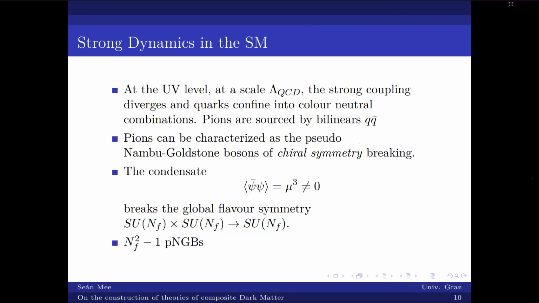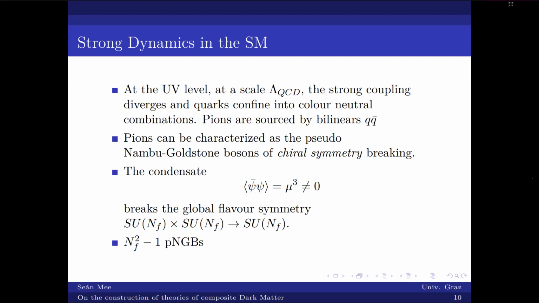Okay, a little review of strong dynamics in the standard model. If we look first at the UV level, we have the scale at which the strong coupling diverges and quarks confine into color neutral combinations. Pions here are sourced by bilinears of the form q q-bar, but they can also be characterized as the so-called pseudo Nambu-Goldstone bosons of chiral symmetry breaking. By chiral symmetry, I mean this symmetry here, SU(N_F) x SU(N_F), a global symmetry which separately transforms left and right-handed components of quark fields.